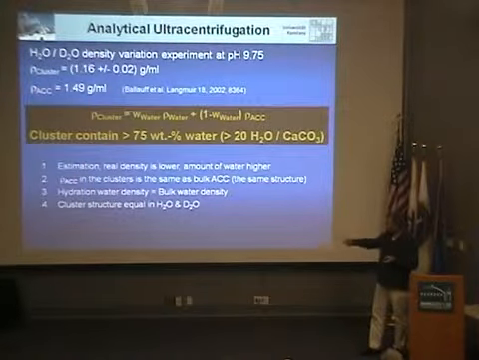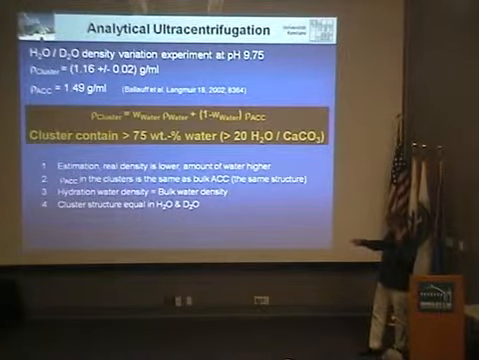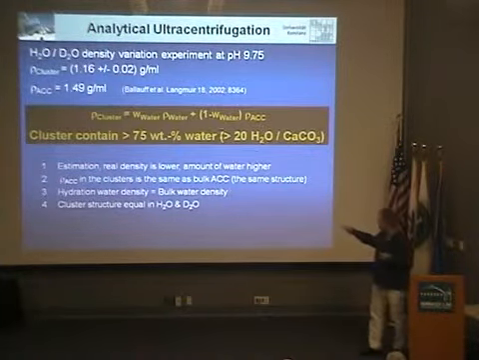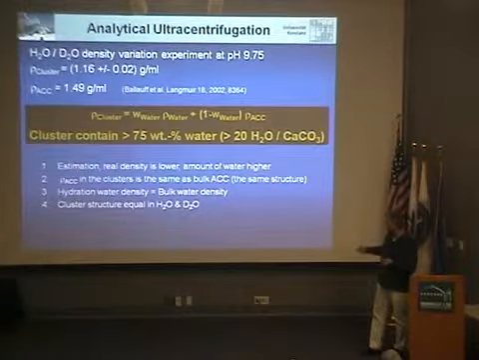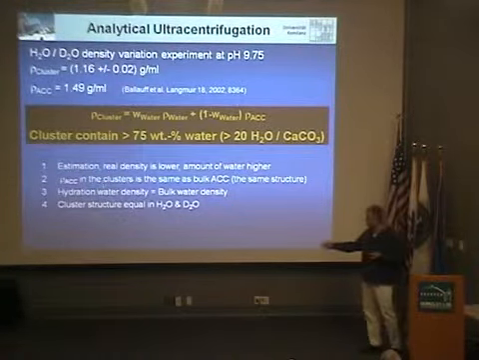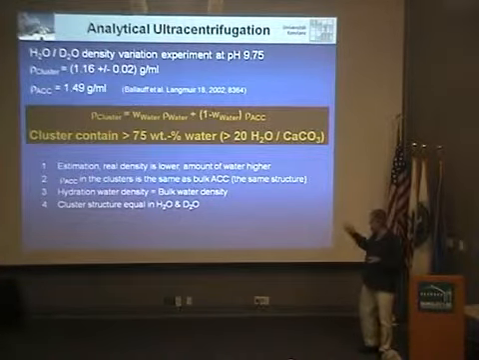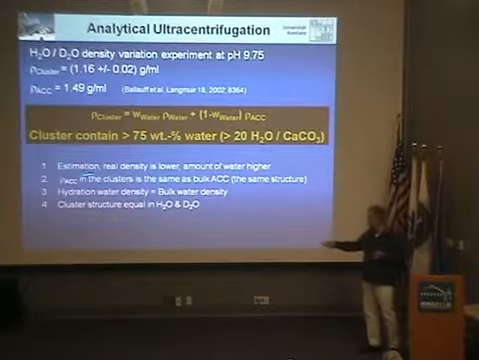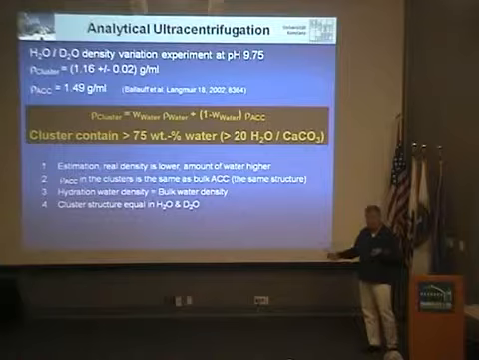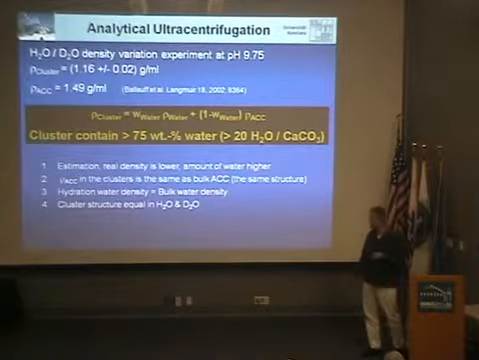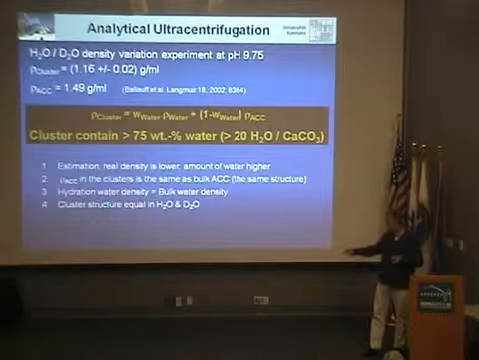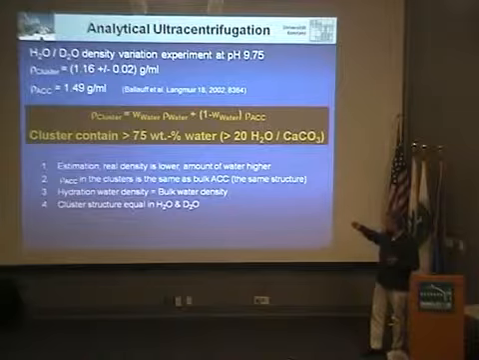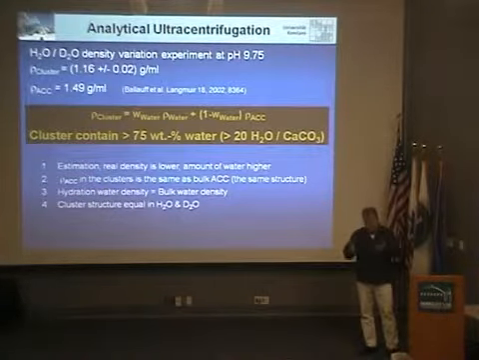The estimations which underlie this calculation: because I work in D2O, the real density must be even lower. That means the real amount of water bound to the calcium carbonate must be even higher. We assume that the density of amorphous calcium carbonate in the clusters is the same as in bulk ACC, which we don't know. And we say that the hydration water density should be the same as the bulk water density, which may also not be justified. And we assume that the cluster structure is equal in water and D2O. So there are a few assumptions going into that number, but nevertheless, it's at least an estimation of the amount of water.